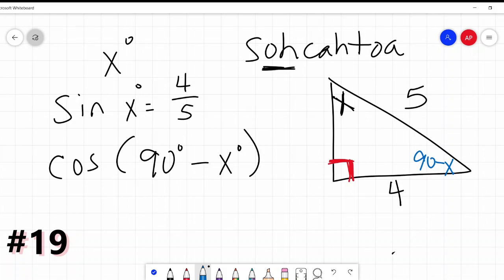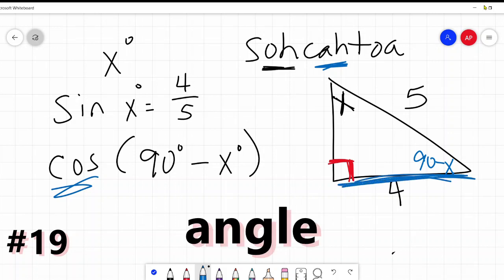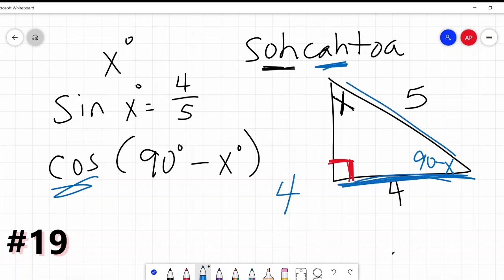And what is cosine? Cosine is adjacent over hypotenuse. What's adjacent to this 90 minus x angle? 4. What's the hypotenuse? 5. Right. That's why it's the same.